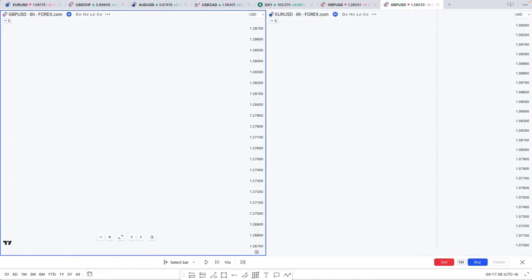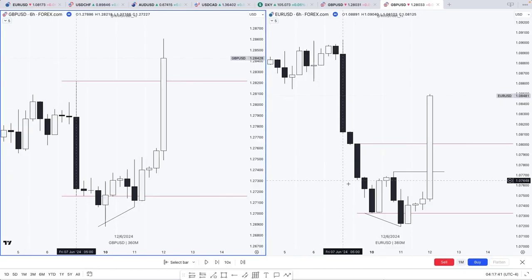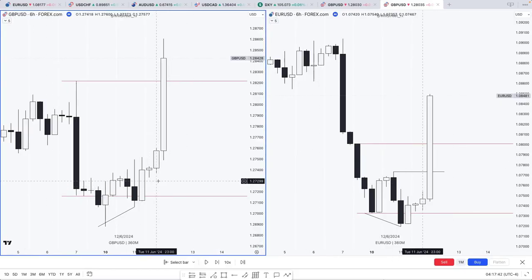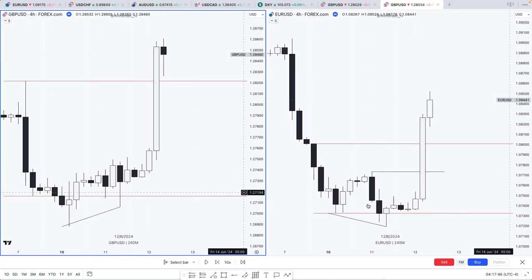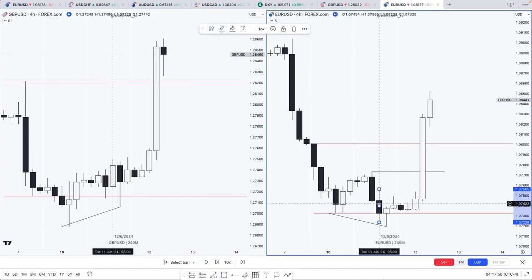Let's see if we can refine a bit. Nothing and nothing here. 4 hours. Nothing. Well, we can refine this for the London session, so it will be interesting.